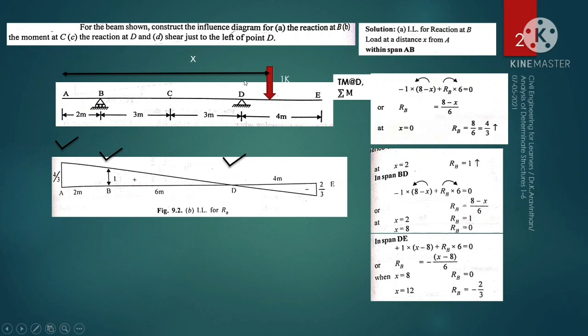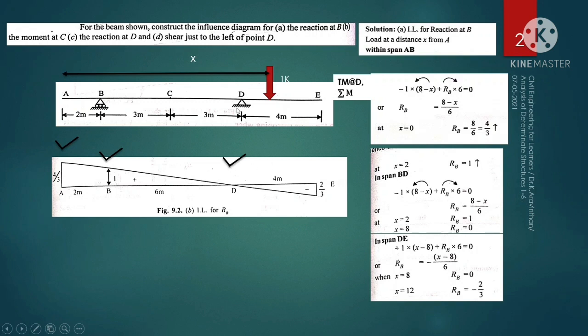If you want to know this distance, you can subtract x minus 8. So this is the 8 meter distance, and if you subtract this, you will get the remaining distance. So this is what is done here: 1 into x minus 8, and this will be positive. And if you want RB, you can take everything outside this equation, and the equation will be x minus 8 divided by 6. If you substitute x equal to 8, 8 minus 8 will be 0, and 0 divided by anything will be 0.